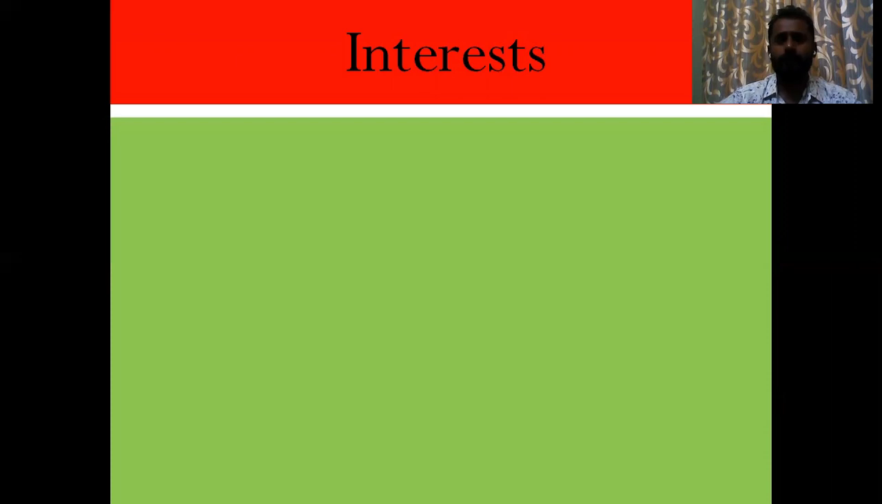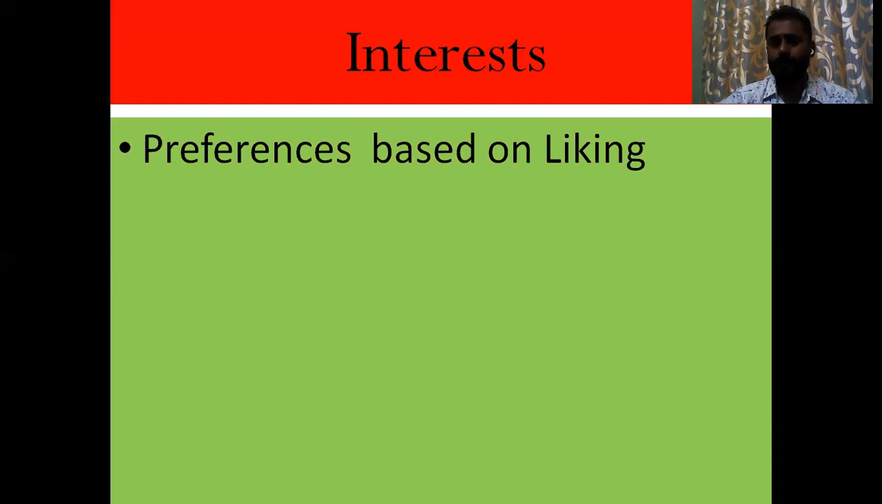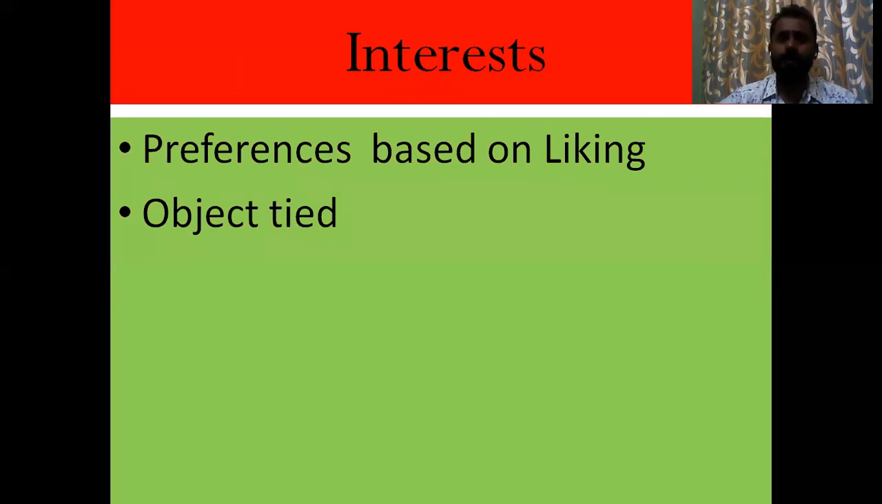To brush up what I have said, interests are preferences based on liking, and interests are object tied. Interests are tied to an object. They are not general. I'm interested in that object, I'm interested in that work. So you are specifying things. So interests are specific, object tied, and they have a basis in liking.